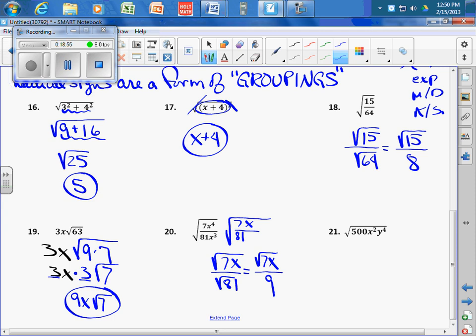And then 500 is 100 times 5. I'm not going to do prime factors on this one. I know that 100 is an easy number to remember, and it goes into 500 easily. So we have 100 times 5 times x squared times y to the 4th. The square root of 100 is 10. The square root of x squared is x. The square root of y to the 4th is y squared. This 5 stays behind, so the answer here is 10x y squared, radical 5.